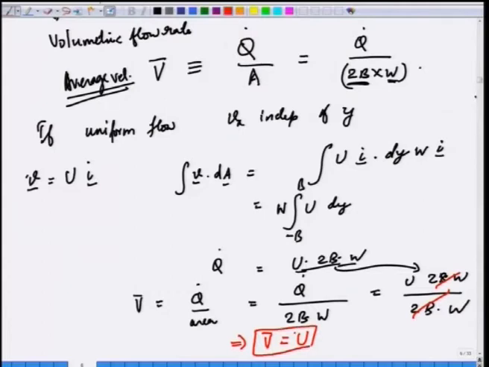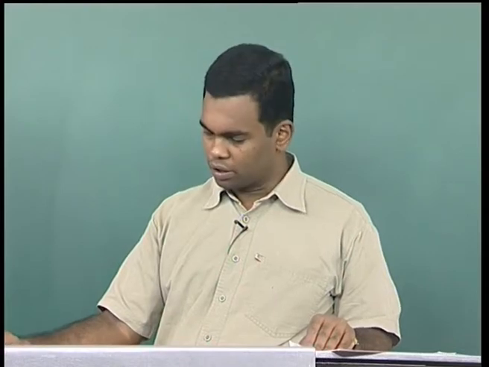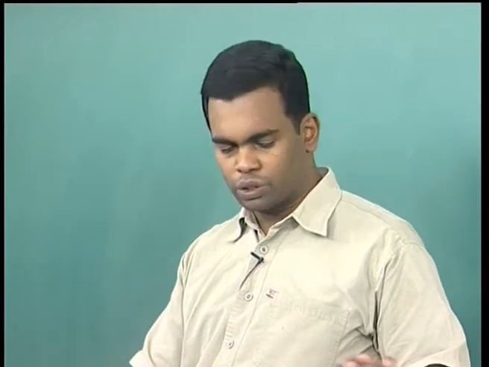That makes physical sense, because if the velocity is constant, independent of the coordinate perpendicular to the direction of the flow, then obviously even if you average it, it will give you a constant answer. So, this is the meaning of this particular quantity called average velocity. So, this completes our discussion on mass conservation.